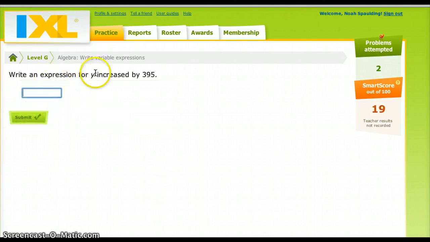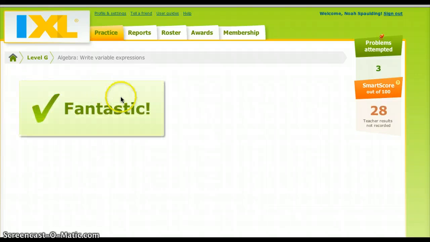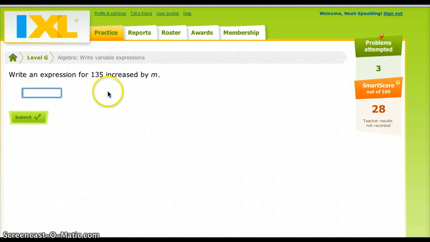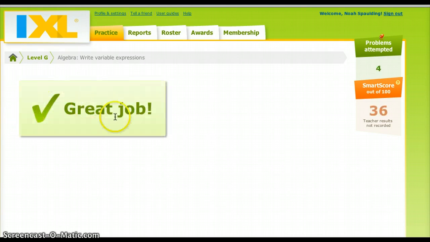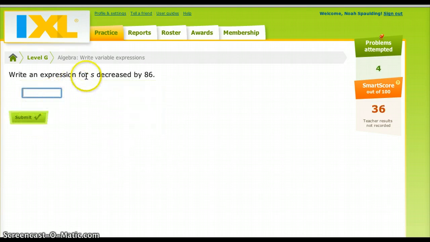Okay, write an expression for y increased by 395. So y, and increased, is plus 395. Okay, write an expression for 135 increased by m. So 135 increased by m. Okay, next we have an expression for s decreased by 86. You start with the s. Decrease by 86.